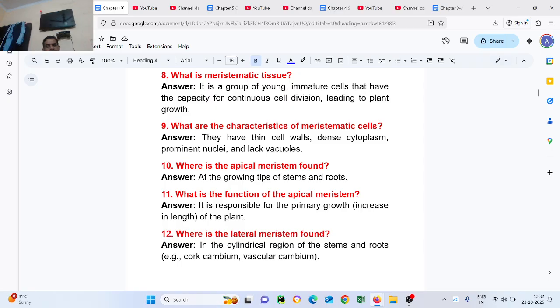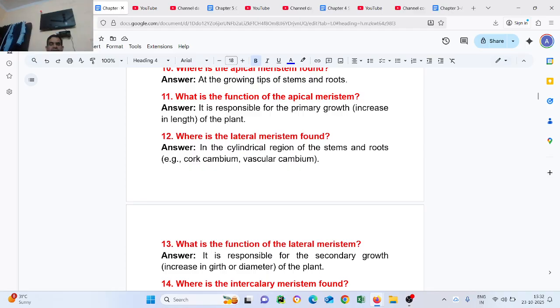Question number 12. Where is the lateral meristem found? In the cylindrical region of stem and roots. Example: cork cambium, vascular cambium. Question number 13. What is the function of the lateral meristem? It is responsible for secondary growth, increase in girth or diameter of the plant.